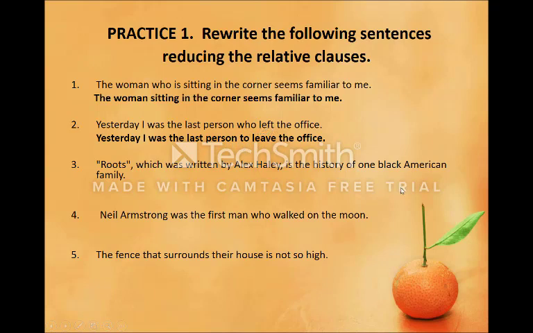Number 3. Roots, which was written by Alex Haley, is the history of one black American family. Now, this time I have the non-defining relative clause, but remember we can do reduction both in defining and non-defining relative clauses. So, as long as I have the relative clause in subject position, the answer is going to be Roots, written by Alex Haley, is the history of one black American family.